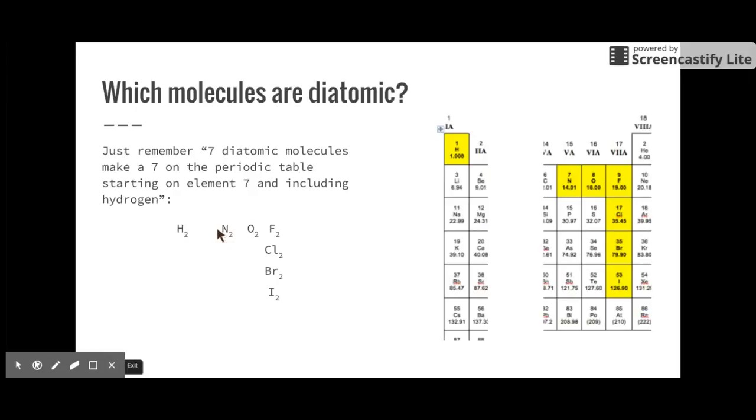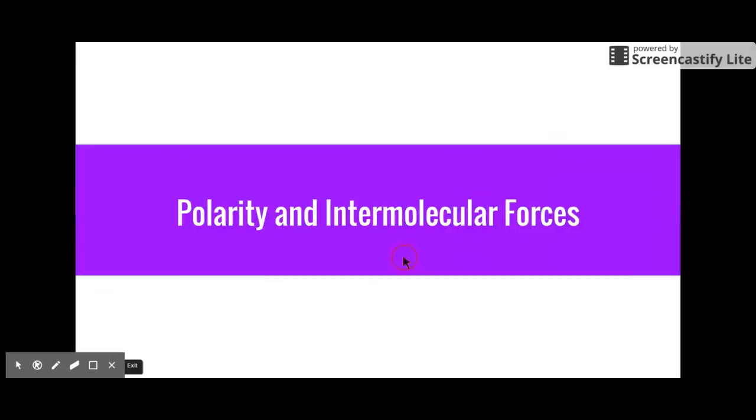Nitrogen, whenever you hear somebody talk about nitrogen, it's really nitrogen gas, and it's N2. Oxygen is never found alone as oxygen atoms. They're always oxygen molecules, or O2. So I always remember these: just remember the 7 diatomic molecules make a 7 on the periodic table, starting at element 7 and including hydrogen. So starting at element 7 here, nitrogen, there are 7 diatomic molecules. You just make a 7. We don't go to the noble gases, so just make a 7 and then include hydrogen as part of that 7. And you'll remember that those are the diatomic molecules.